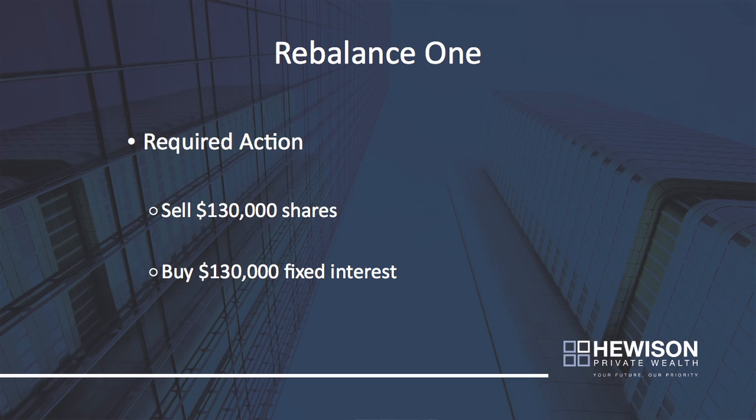So what are the implications of a 60% share exposure on our portfolio now? It's changed the risk profile of this portfolio. If shares continue rising, well, then the portfolio will probably perform better, but at a much higher risk. So we've got to correct this by looking to undertake a rebalance. So the required action: we sell $130,000 worth of shares, and we reinvest this money into fixed interest.